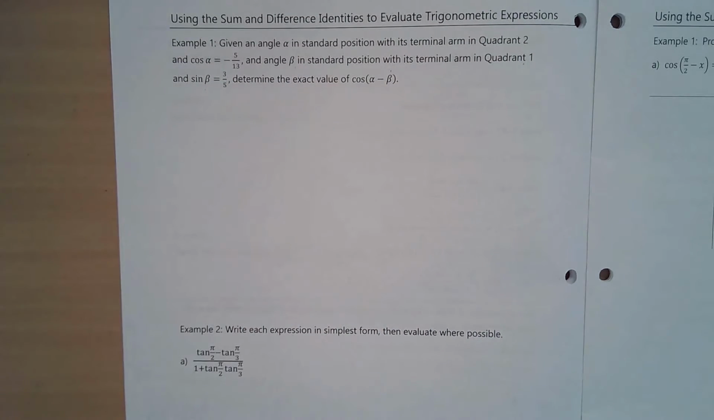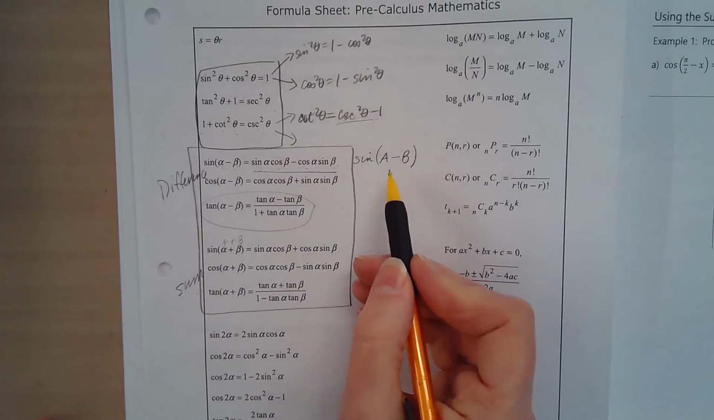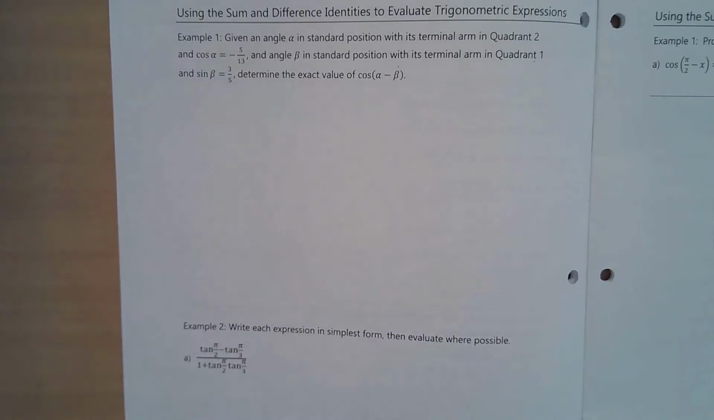The big thing to remember here is you've got two angles going on. You've got info from angle A and info from angle B, because we're going to end up using one of these sum or difference identities, and they all involve two angles, an A and a B. So we have to have info for A and B. They are slightly different from what you've seen before, because in our previous work you were just solving for info for one angle. Now we have info for two different angles.